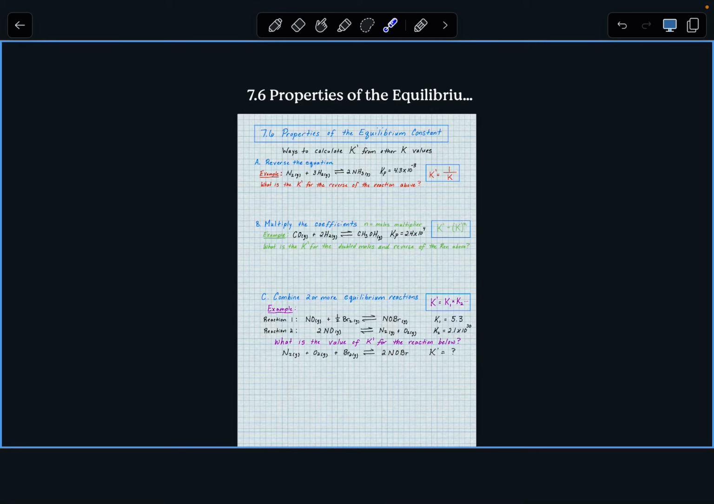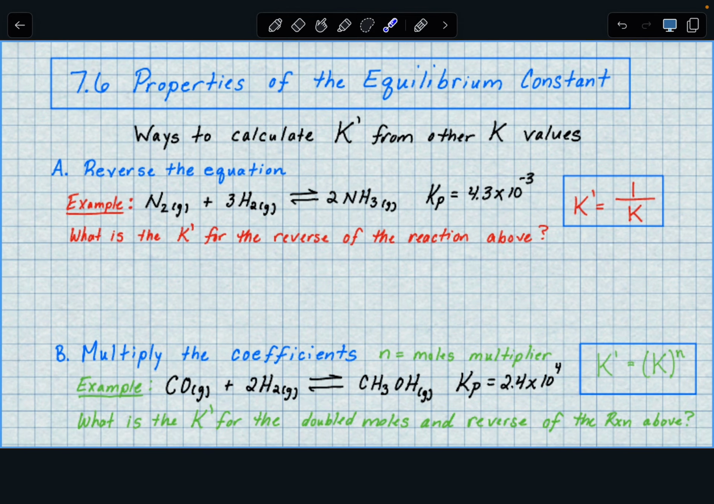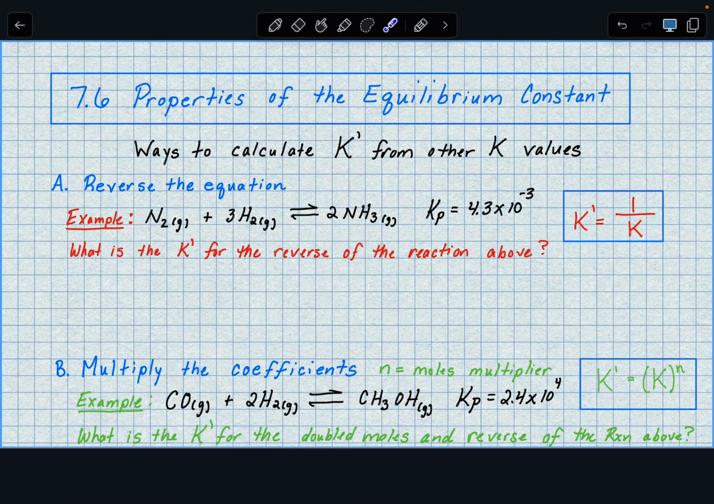In this one page of notes, I'll be covering the properties of the equilibrium constant, which really is just different ways to calculate our new K value, which I'm going to call K prime, from the original K or equilibrium constant. There are three ways that we can do this. One is by reversing the equation, two, multiply the coefficients, and three, combine two or more of the reactions. To be honest with you, you can put all three of these into one problem.